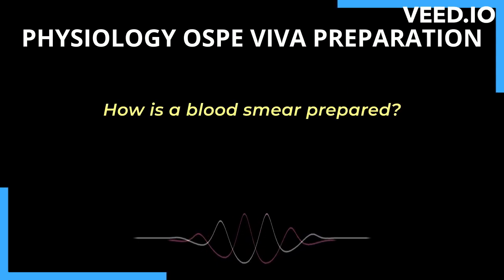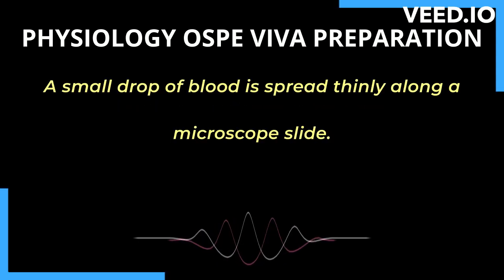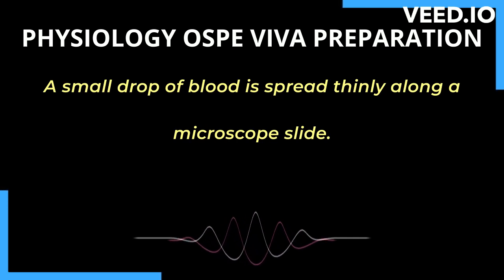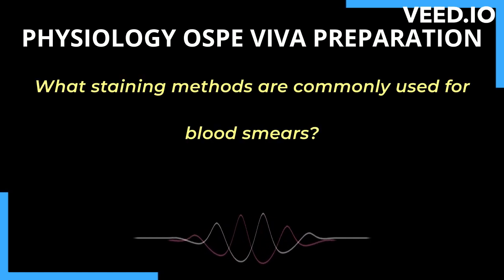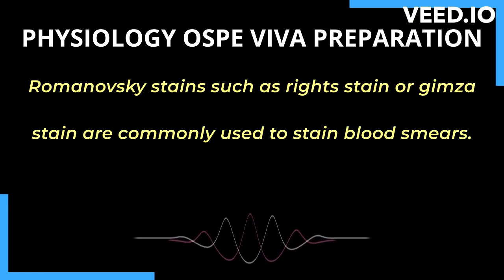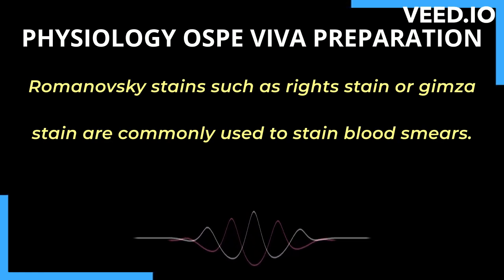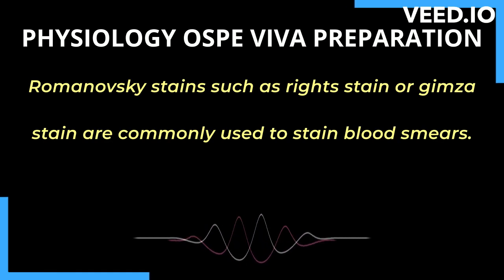How is a blood smear prepared? A small drop of blood is spread thinly along a microscope slide using another slide. What staining methods are commonly used for blood smears? Romanowsky stains, such as Wright's stain or Giemsa stain, are commonly used to stain blood smears.